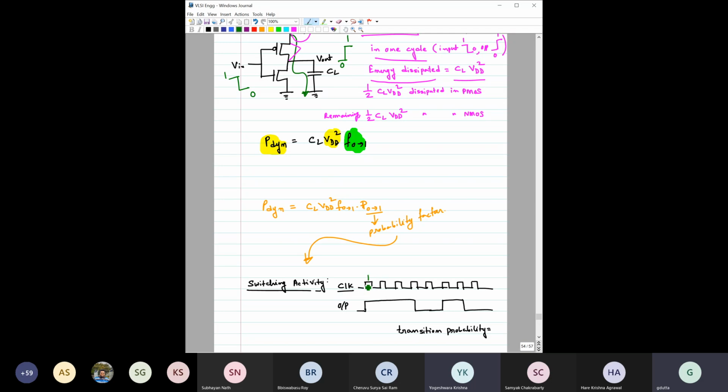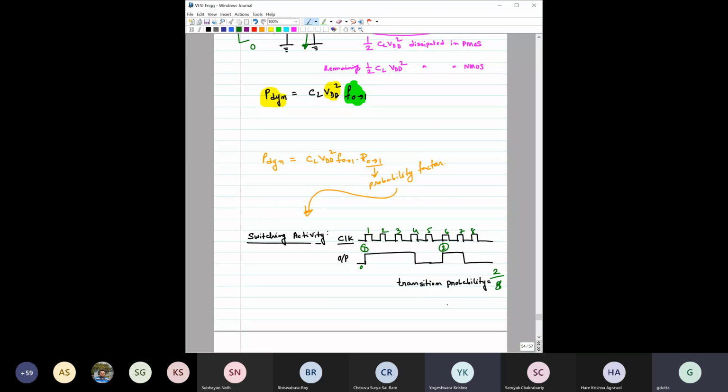Here, what is the total number of clocks that we have given? 3, 4, 5, 6, 7, 8. So 8 clocks we have given, but see how many 0 to 1 changes there are. One here, and 2 here. So it is basically 1/4. If you have to find the transition probability, the transition probability is 0.25. So the switching activity would be 25%, or 0.25, for this particular gate.